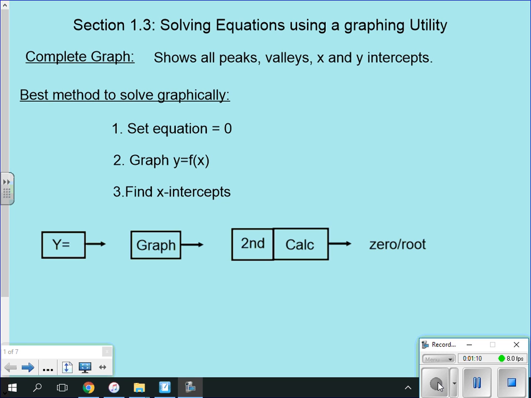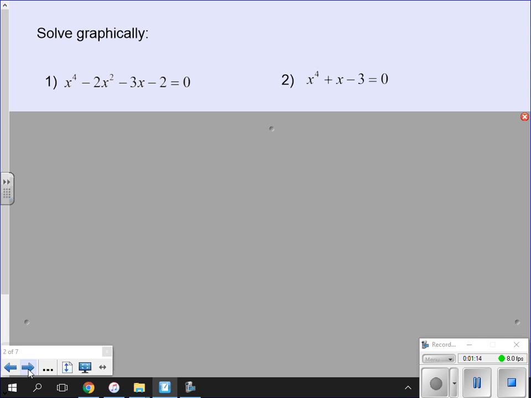Okay. So let's take a look at the first set of problems. A couple of basic polynomials. How are we going to solve them? So I have x to the 4th. Remember we talked about this, x to the 4th, it'll look like a parabola, kind of, with squiggly stuff in the middle.